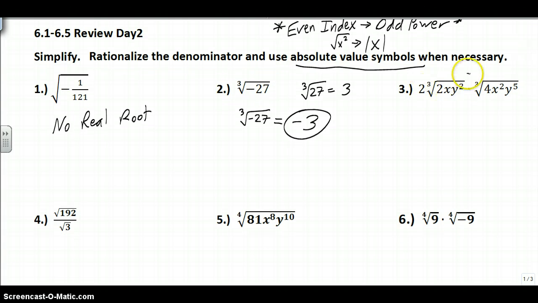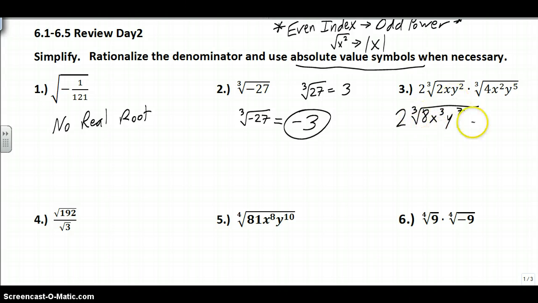Number 3 here, we have 2 times the cubed root of 2xy squared times the cubed root of 4x squared y to the 5th. Multiply to begin with. Any numbers outside get multiplied together. That's just a 2. Any numbers on the inside get multiplied together. 2 times 4 is 8. X times x squared is x to the 3rd. Y squared times y to the 5th is y to the 7th.